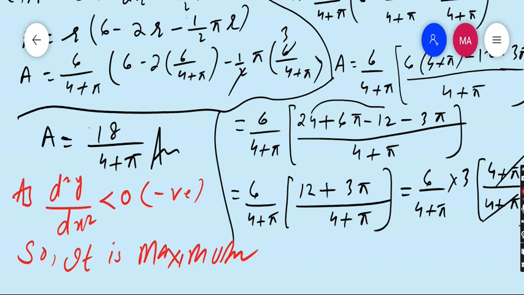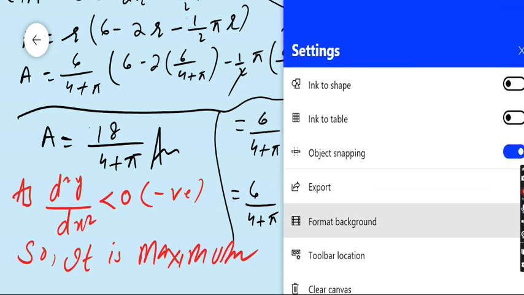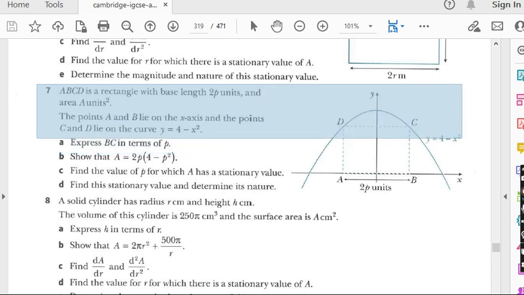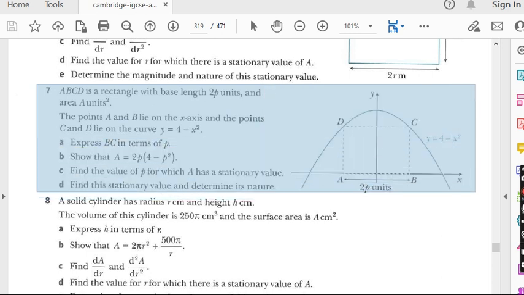So the question is a little bit lengthy, but if your concepts are clear, then the question is very easy, and this question is very important from the examination point of view. Come to question number 7. Another interesting question.